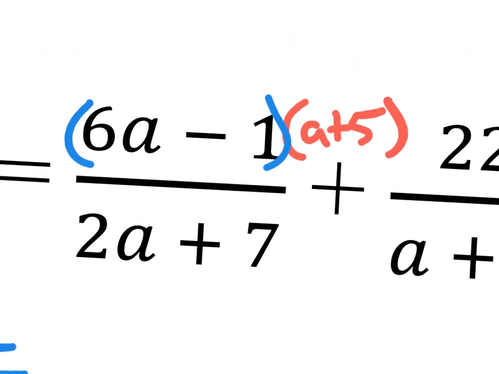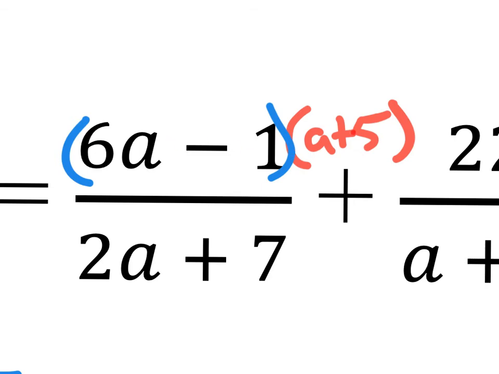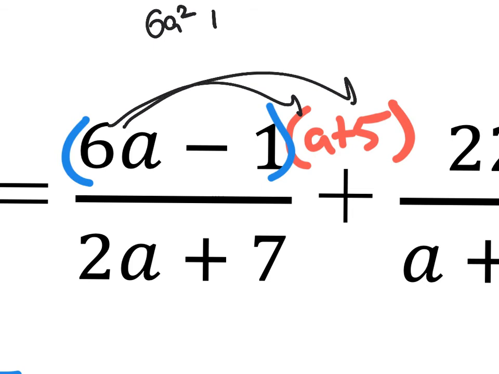What do I mean by that? Let's zoom in. We have a binomial times a binomial. So we're going to have to distribute 6a times a, that's 6a squared. 6a times 5, that's 30a.